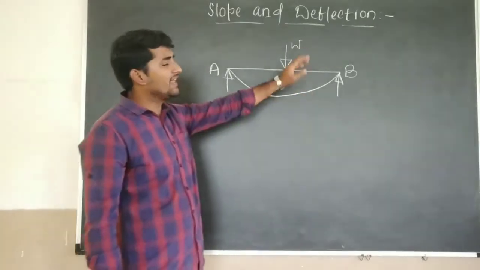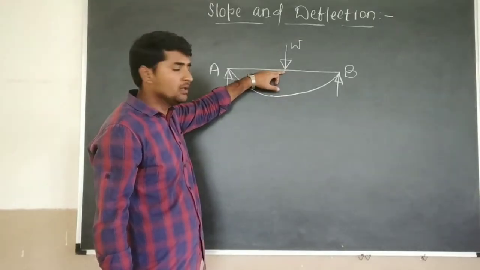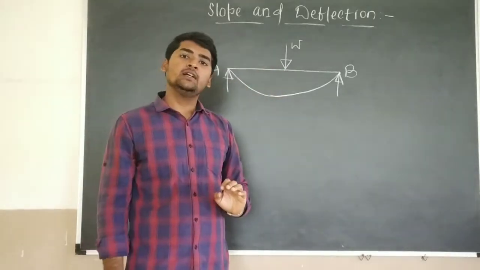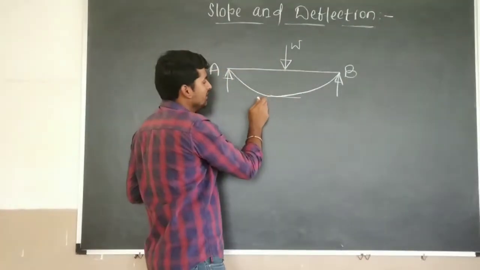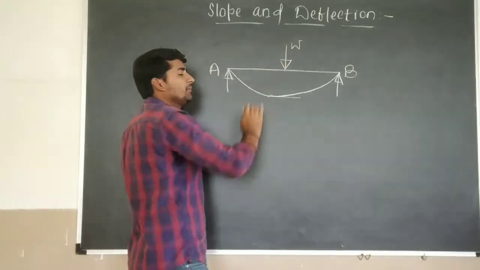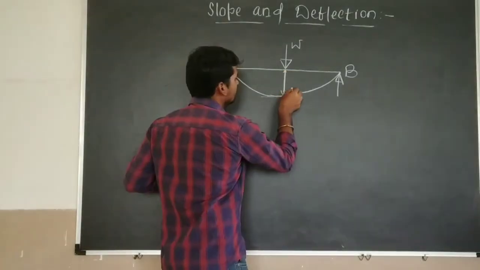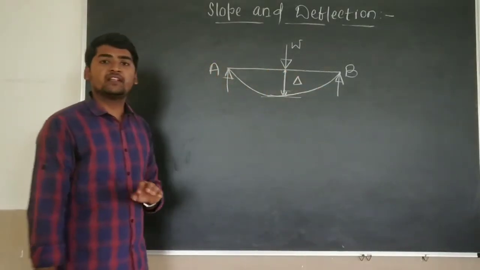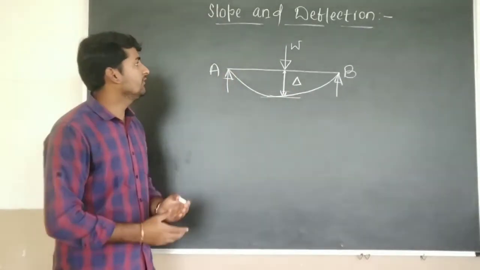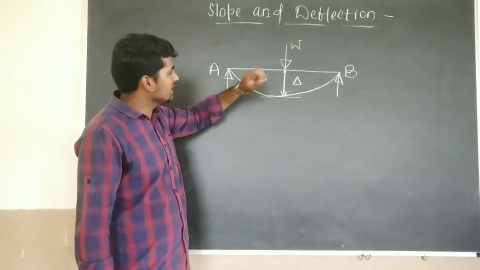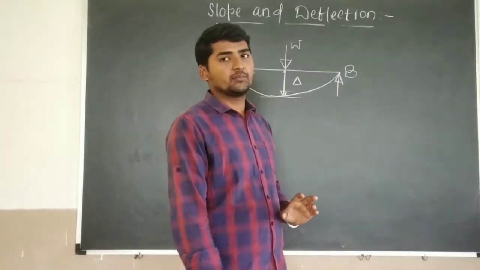Okay. So the deflection is nothing but the distance between the actual position of the beam and the deflected shape of the beam. See, this is the actual position of the beam and this is the deflected shape of the beam after application of this load W. So this distance is nothing but deflection, and this deflection is denoted with delta. Basically deflection is the distance between the actual position of the beam and the deflected position of the beam.